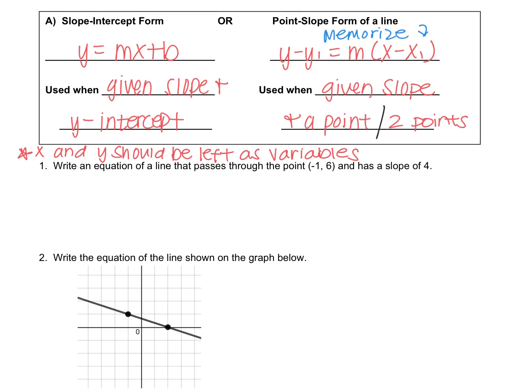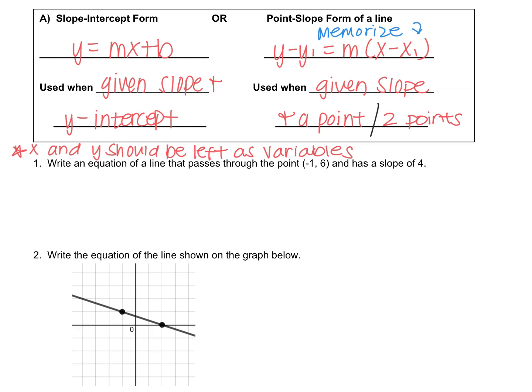So number 1 says, write an equation of a line that passes through the point -1, 6, and a slope of 4. So they gave us the slope and they gave us a point. Was that point the y-intercept? No, it was not. So can I use slope-intercept form? No. So my slope is 4. -1, 6 is going to be my x1 and my y1. So I'm going to use those to plug into the point-slope form.